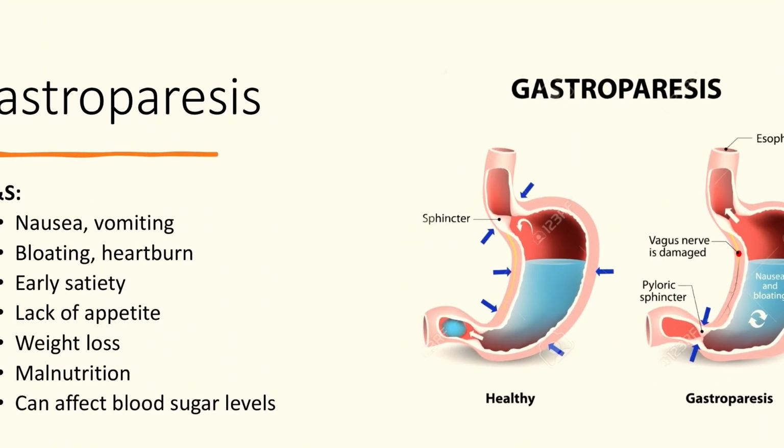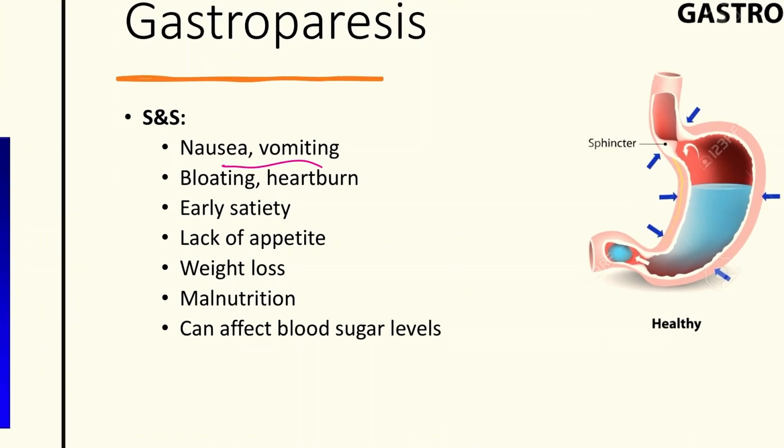Signs and symptoms of gastroparesis: nausea and vomiting, bloating and heartburn, early satiety. They get full faster. Why? What's already in the stomach still sitting there from breakfast? All your food's still sitting there. So you're going to get full faster. Lack of appetite, because you have food in your stomach just sitting there. You're not going to feel hungry. Weight loss, because you're not eating and you're not absorbing your foods very well.